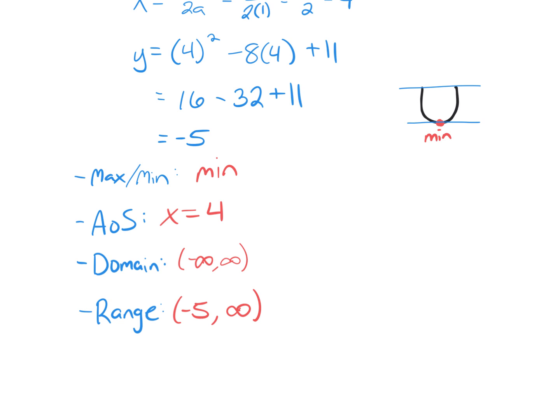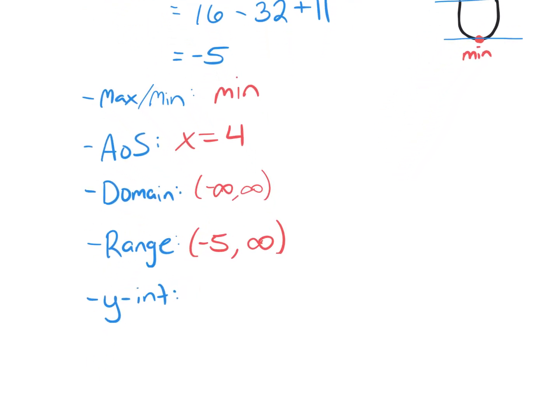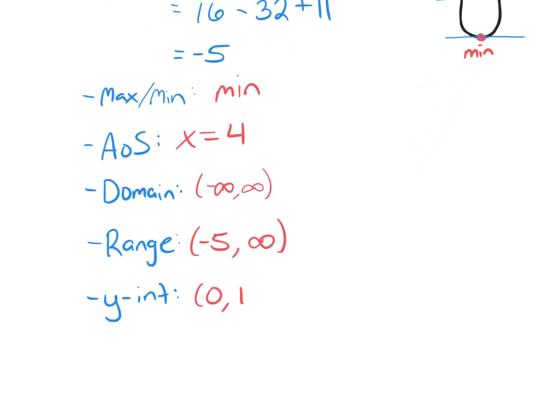Last thing. What did we add? Y-intercept. Where does that come from? The C. What is my C value? 11. Can I just put 11? Yep. It's got to be 0, 11. Write that as your y-intercept coordinate.